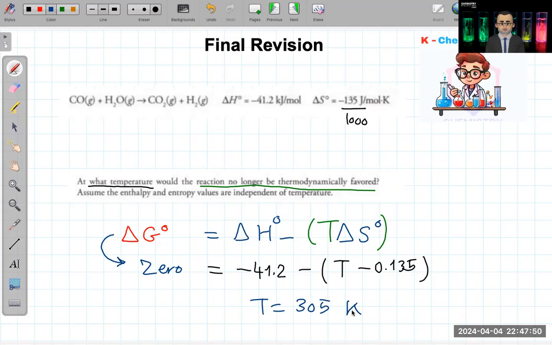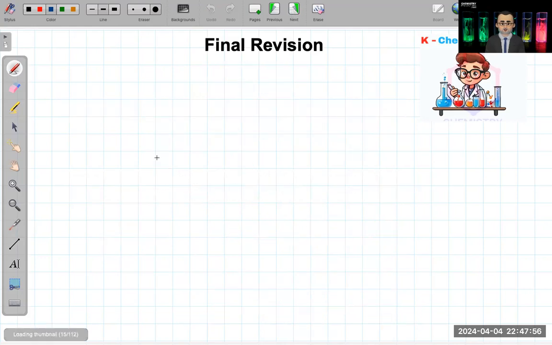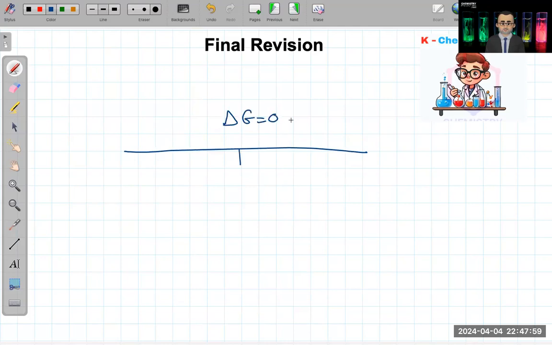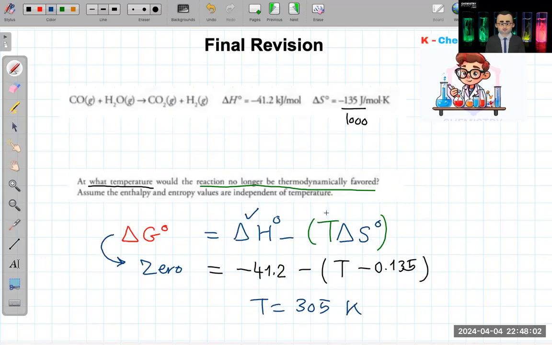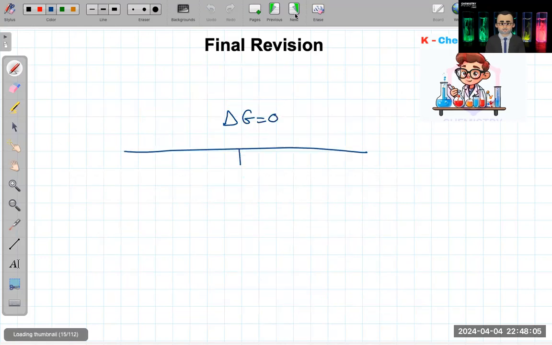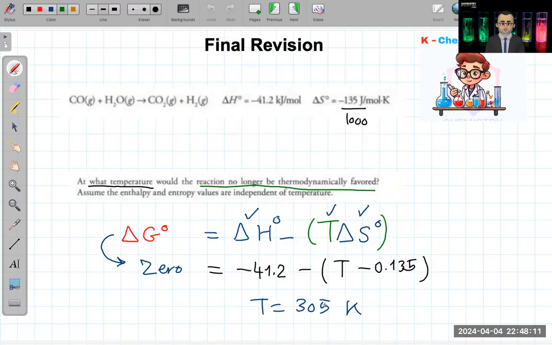So this means at 305, you are at this point. You are neither favorable nor non-favorable. This is delta G equal to 0. How did you find it out? I have this one, I have this one, I have this one, I found this one. So delta G is 0. Let's change this temperature into Celsius. What will be this in Celsius? Subtract 273. So 305 minus 273 is equal to 32.